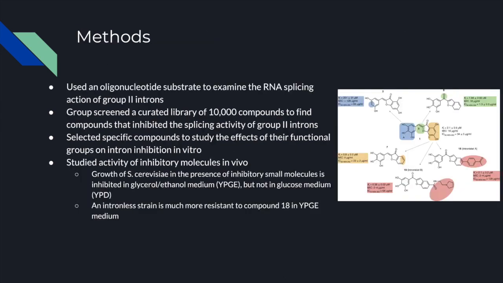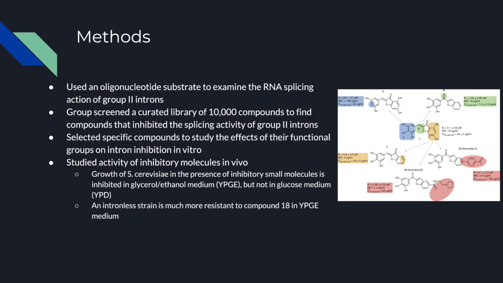Using an oligonucleotide substrate, the researchers first examined the RNA splicing action of the group 2 introns. Then they curated an array of 10,000 compounds to find compounds that inhibited the splicing activity of the introns. They then studied the effect of the functional groups of the selected compounds on intron inhibition in vitro, which means in a separate solution. After determining the most potent and inhibitory compounds, the researchers tested the compounds in vivo, in a live specimen, to determine its toxicity and viability.